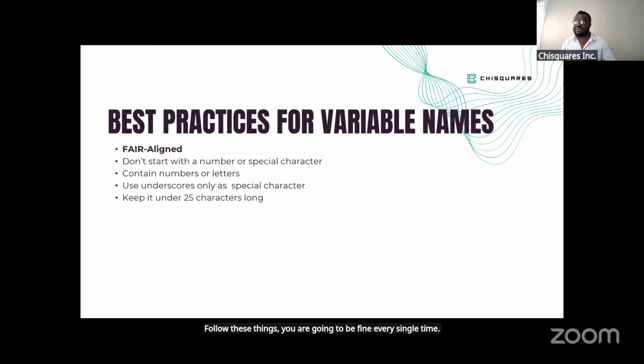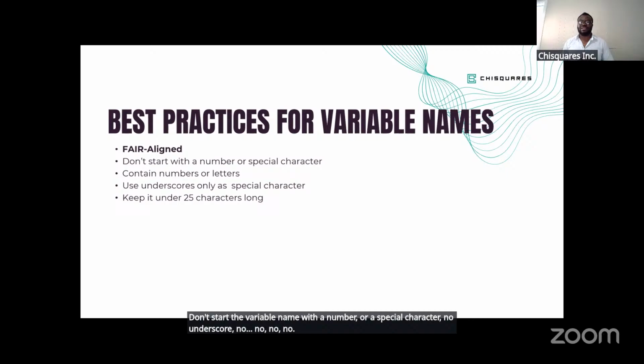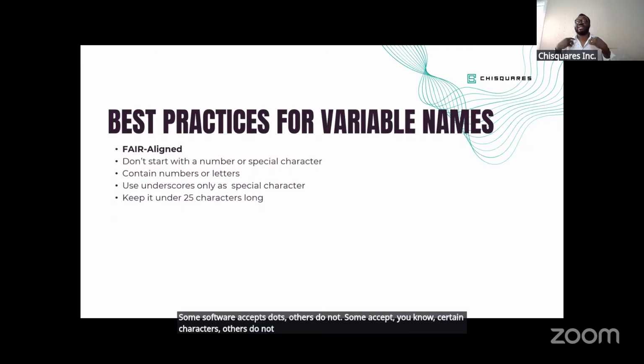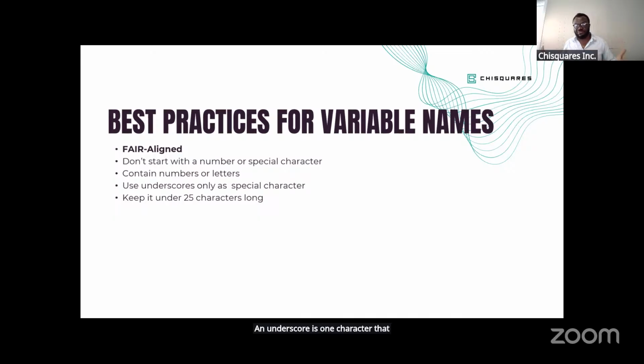Don't start the variable name with a number or a special character, no underscore. So start with a letter. The variable name should contain only numbers or letters. And if you really must use a special character, an underscore is always safe. Some software accept the dots, others do not. Some accept certain characters, others do not. An underscore is one character that is accepted universally.